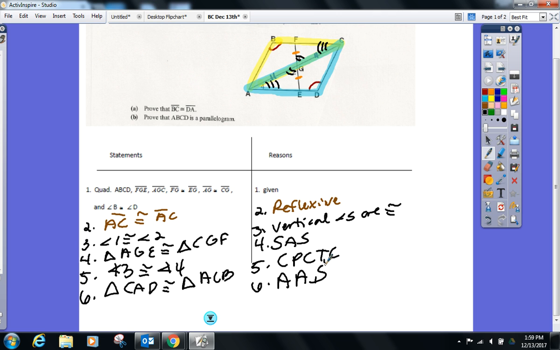And now what two segments are congruent? BC and DA by CPCTC. So just another prove a pair to get a pair. And then we get to part B. Prove it's a parallelogram now. We did all that work for a reason, just not to answer part A. That is going to help us saying it's a parallelogram because these are parallel, right? And not parallel, sorry. Congruent.